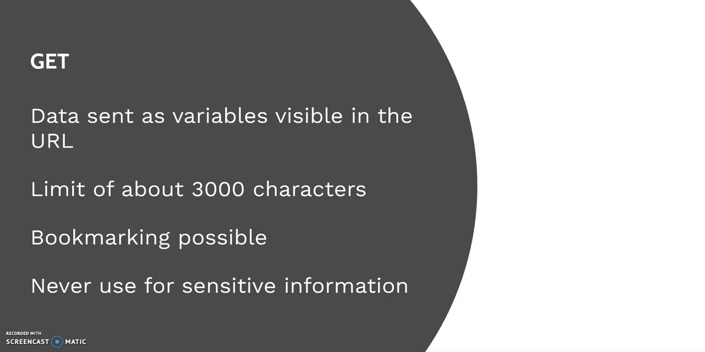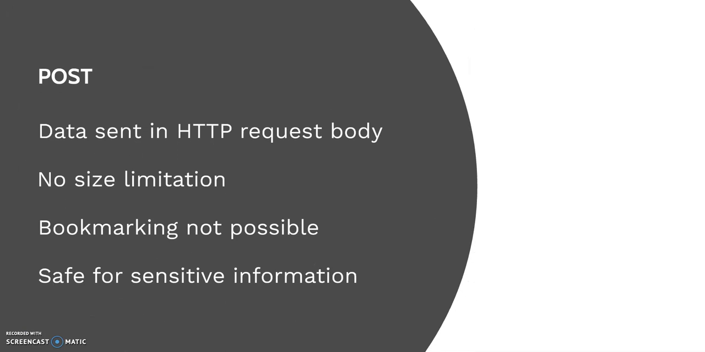Get is best used for safe interactions like simple queries where the user can browse confidently and software like search engines can safely follow links. Interactions where the user doesn't commit themselves to anything. Get is for non-secure data.